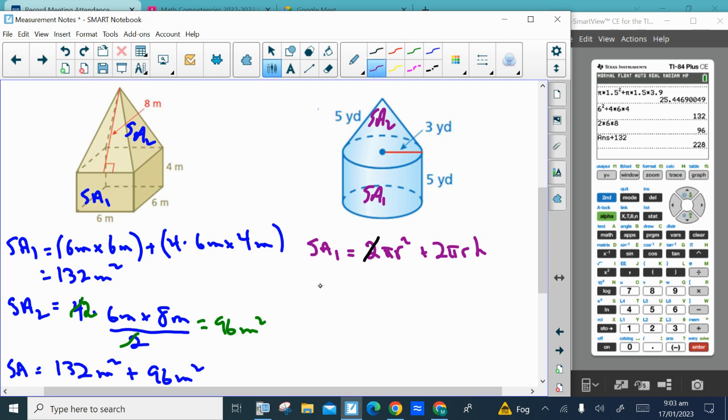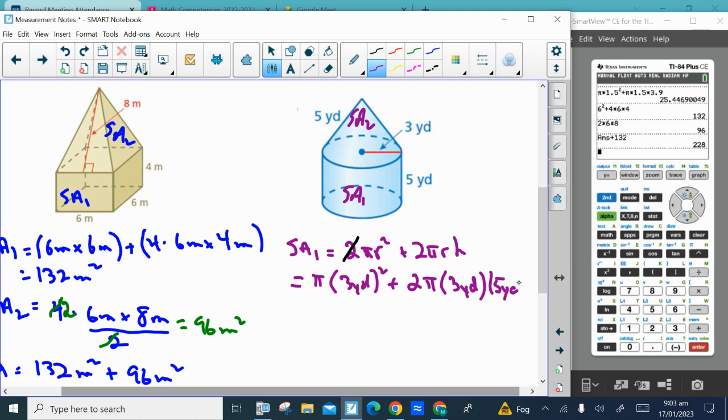So that's why I crossed off the 2. The radius of the cylinder is 3 yards. So there's pi r squared plus 2 pi times r, which is 3 yards, times h, the height of the cylinder, which is 5 yards. So that's what we're going to put in our calculator to calculate the surface area of the bottom piece.